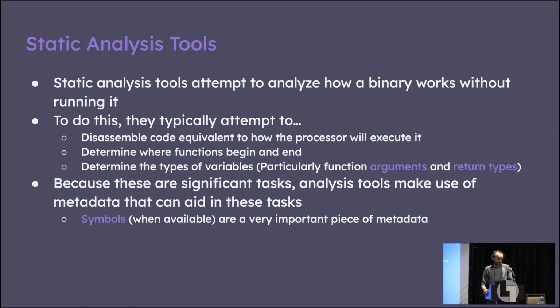Another very important thing is determining where functions begin and end. Not just a dumb disassembler that goes through every instruction, but actually being able to tell this is the start of a procedure and this is where that procedure ends. And then ideally being able to tell the types of variables, which could be function arguments, return values, or local variables within a procedure. Because these are pretty significant tasks, analysis tools use whatever hints they can come by, and the biggest metadata source that they have when available is the debug symbols.